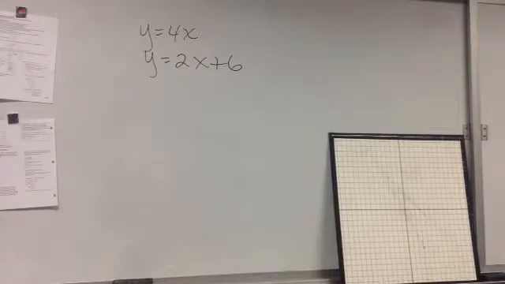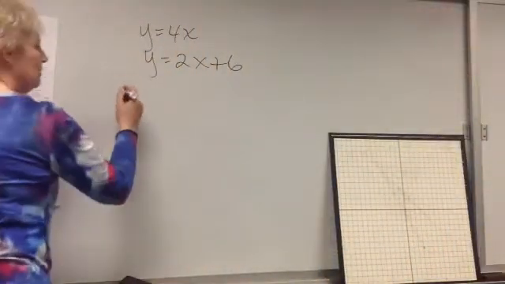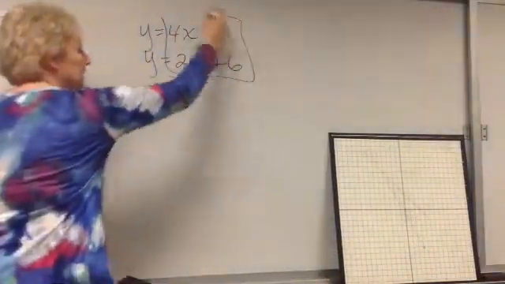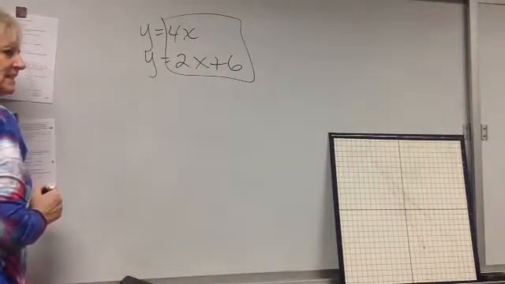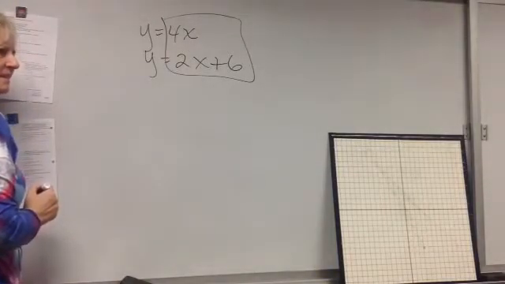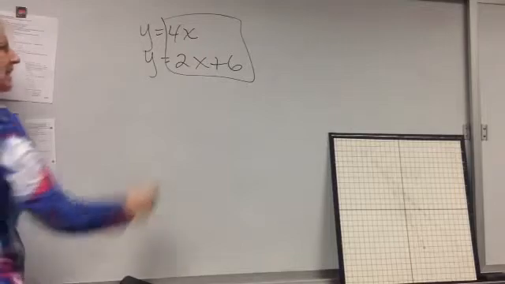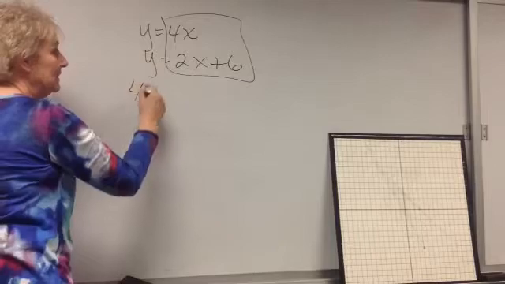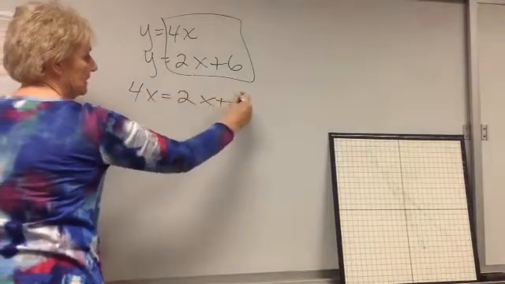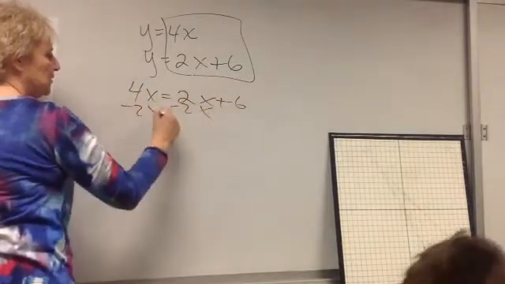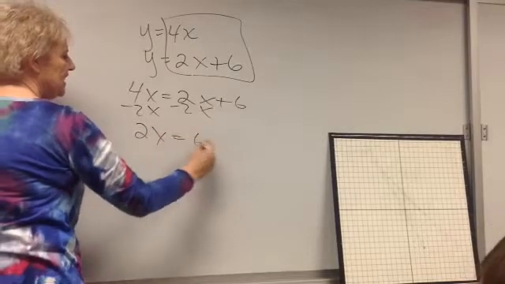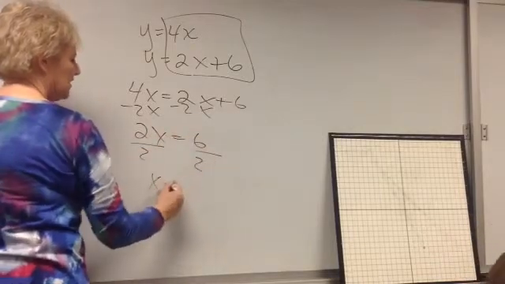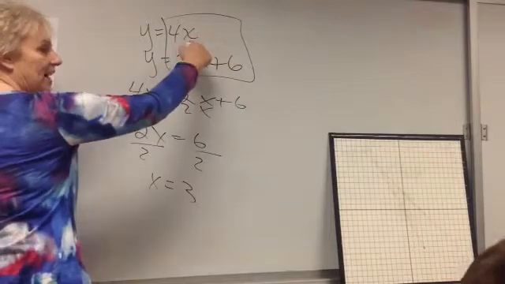Is the answer 3, 2 or 3, 12? Maverick, did you set them up equal to each other? I didn't get started. Maverick, these are both y, so they must be equal. Subtract 2x from both sides. 2x is 6. x is 3. y is 12.